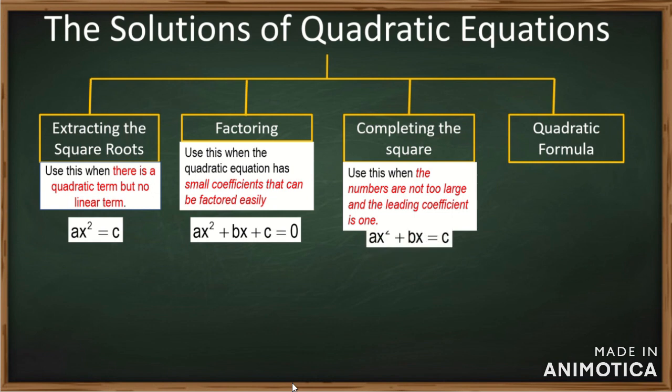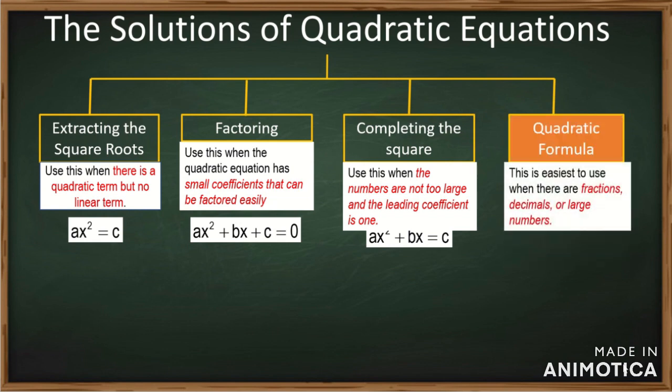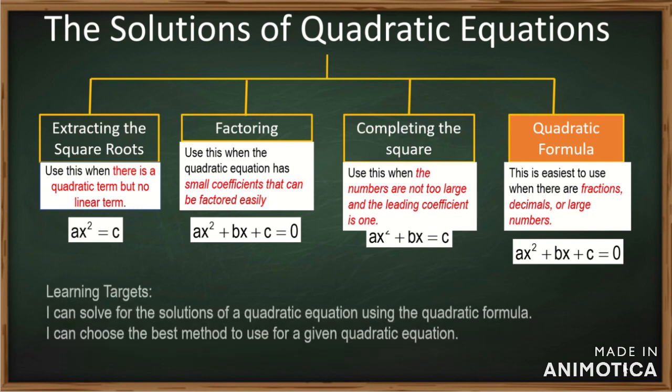Now, if the solutions of the quadratic equations are integers, it means that the equation can also be solved by factoring. And finally, we make use of the quadratic formula when there are fractions and decimals or large numbers, and the equation must be written first in the form ax squared plus bx plus c equals 0, just like factoring. And for this, we have the following learning targets.